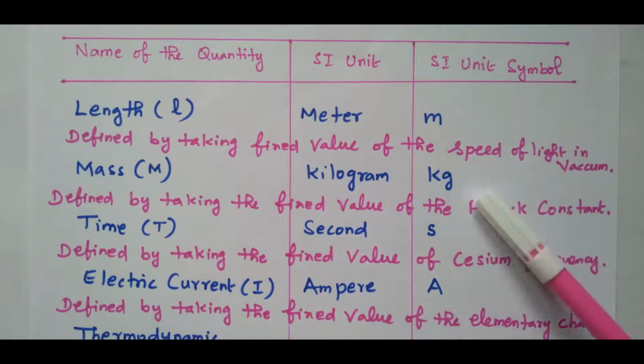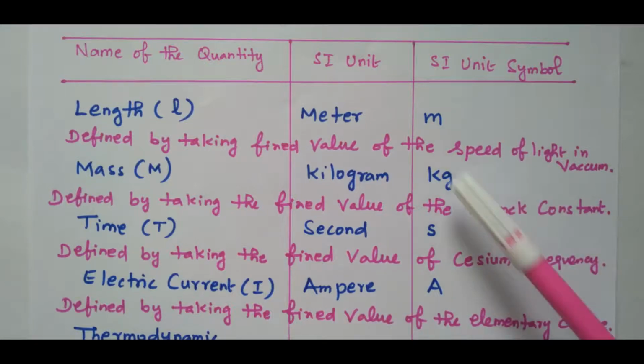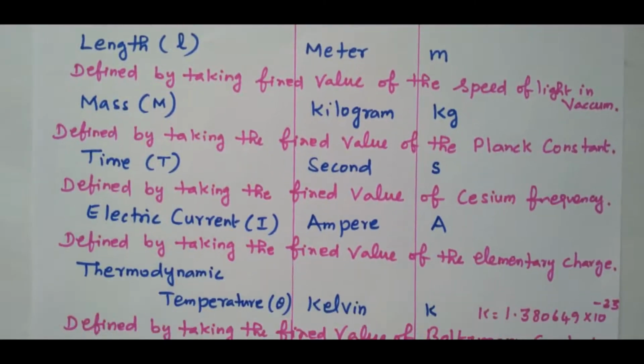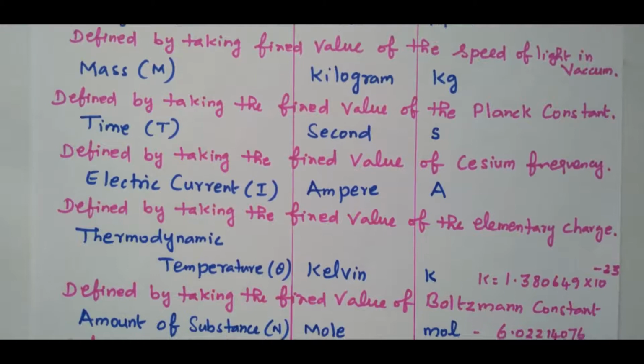How they are defined is also available: speed of light, Planck constant, cesium frequency. From these we are able to know what is 1 meter, what is 1 kilogram, what is 1 second. We are able to easily identify them. Universally we are following the same unit for these quantities. We'll go for some more SI units.